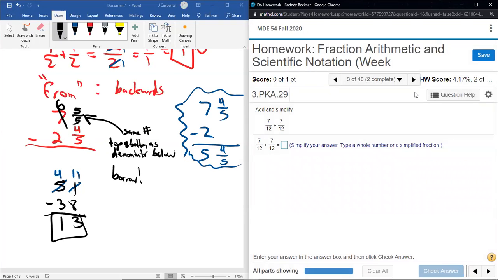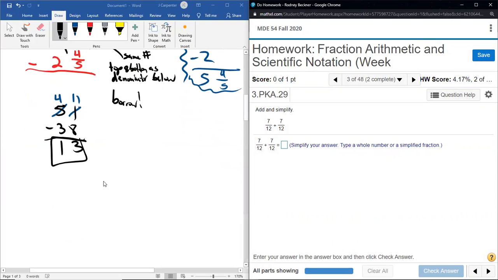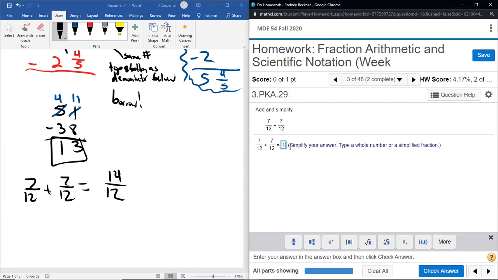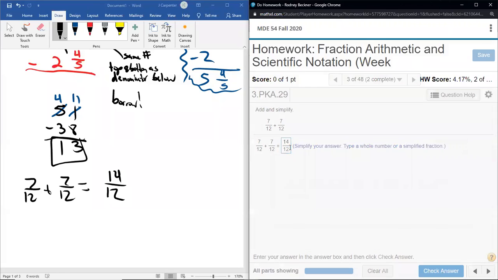All right, for these simpler fraction problems, we're just going to rock and roll through them. 7/12 plus 7/12. Add and simplify. This denominator matches this one, so we're good to go. We can just combine the tops. 7 plus 7 is 14. So 14/12 is our answer, he said with inflection in his voice. Let's hit enter and see what it says.